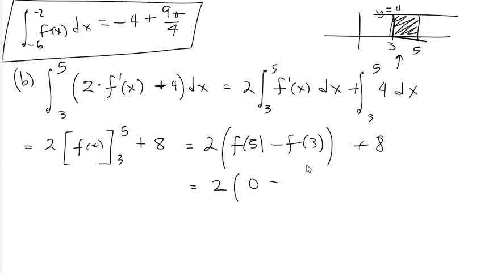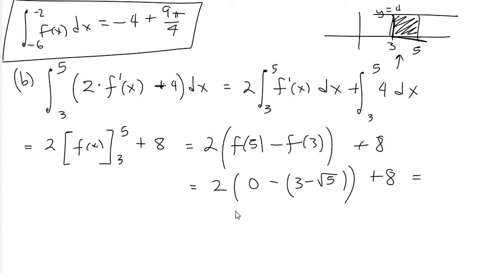And f of 3, you couldn't read it off the graph, but they told you that f of 3 is 3 minus root 5. That was actually in the instructions that we know there's a point on this graph at 3, 3 minus root 5. So that's the value of f of 3.